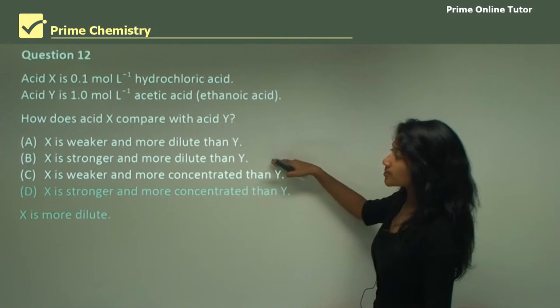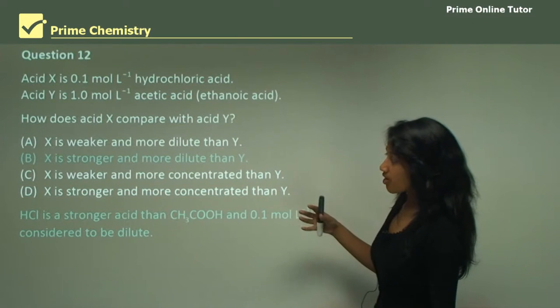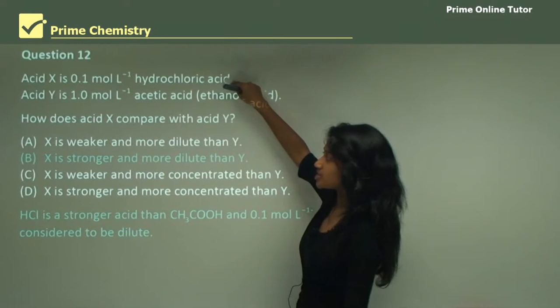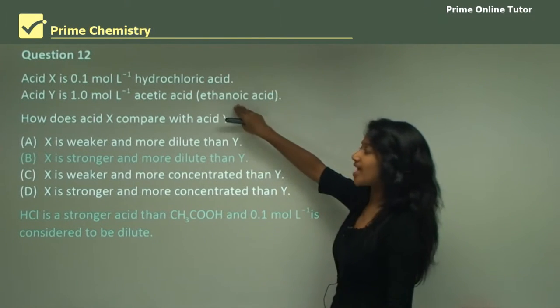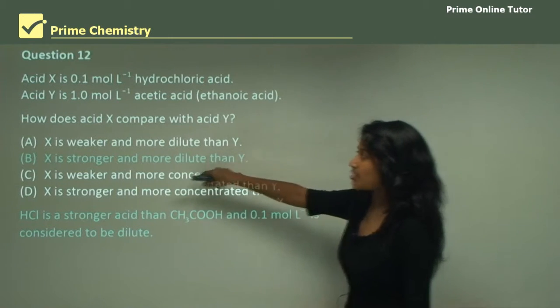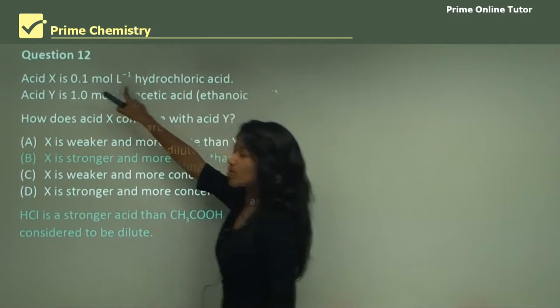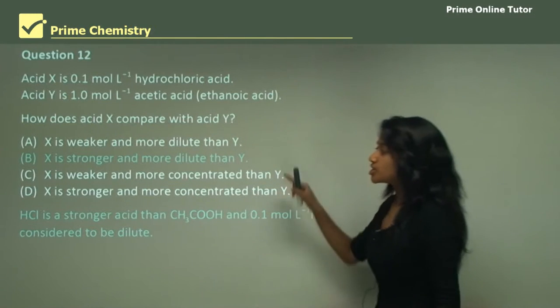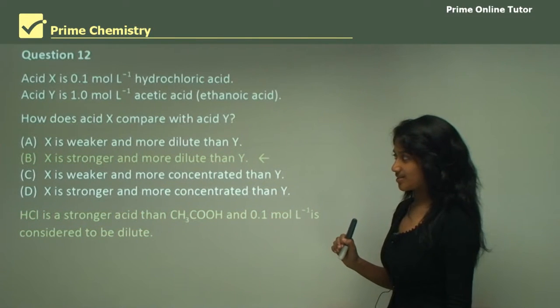Now considering option B, X is stronger and more dilute than Y. HCl, which is a strong acid, is going to be stronger than acetic acid, which is a weak acid. And it is more dilute because there's only 0.1 moles per liter, while there's 1 mole per liter of acetic acid. So option B is the correct answer.